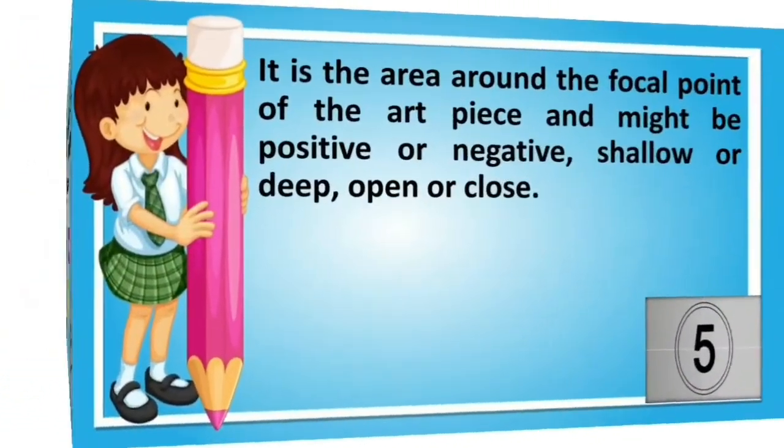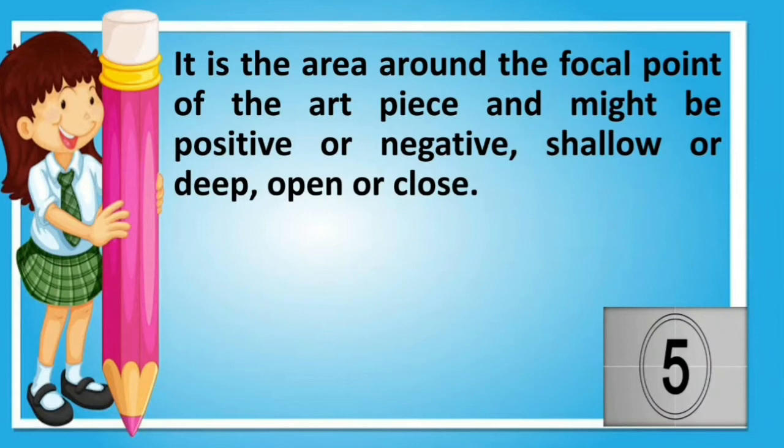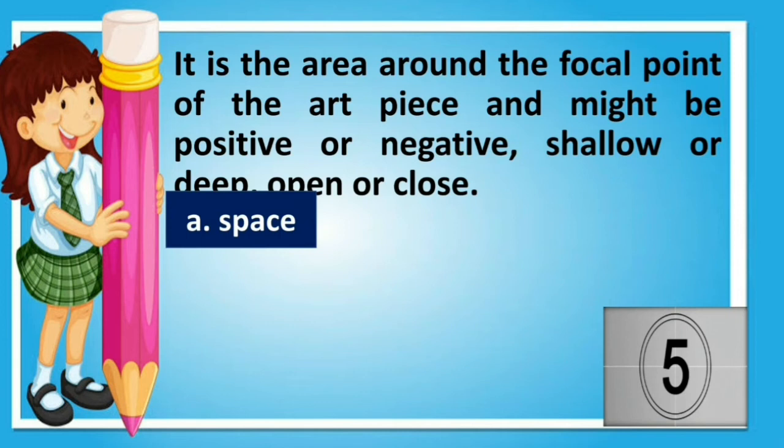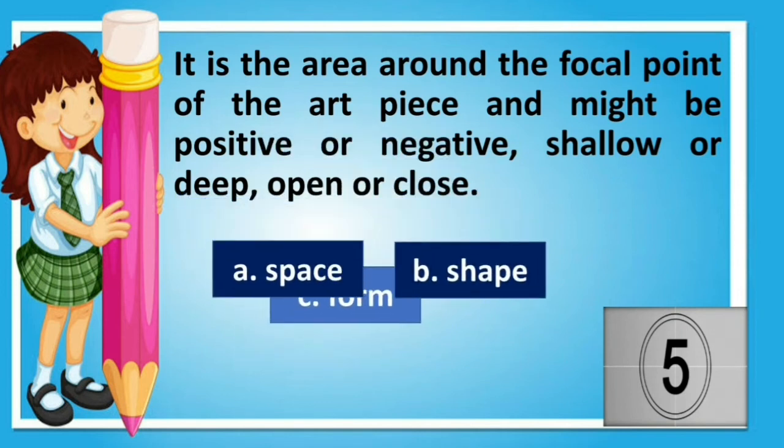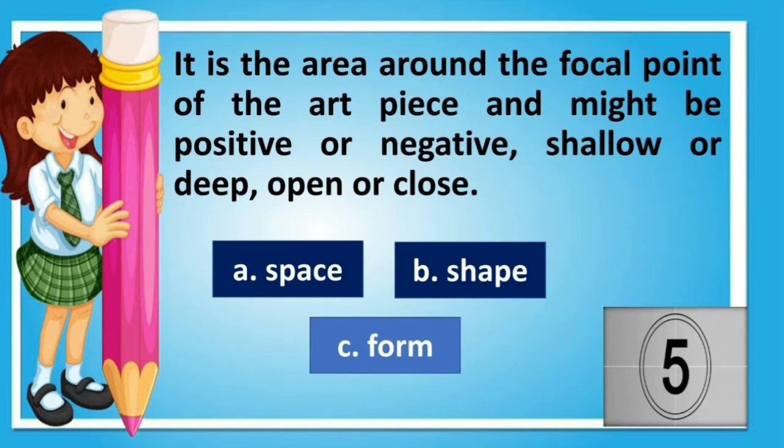Number 8. It is the area around the focal point of the art piece and might be positive or negative, shallow or deep, open or closed. A, space. B, shape. C, form. Timer starts now. And the answer is A, space.